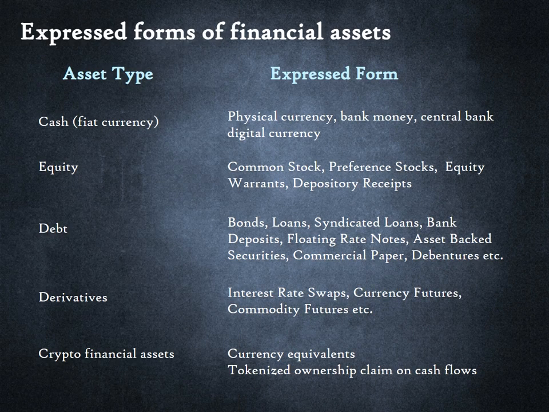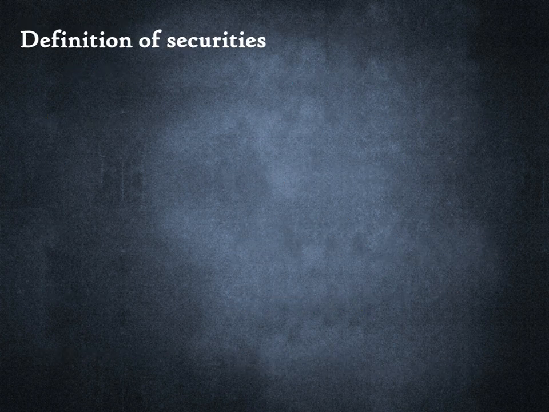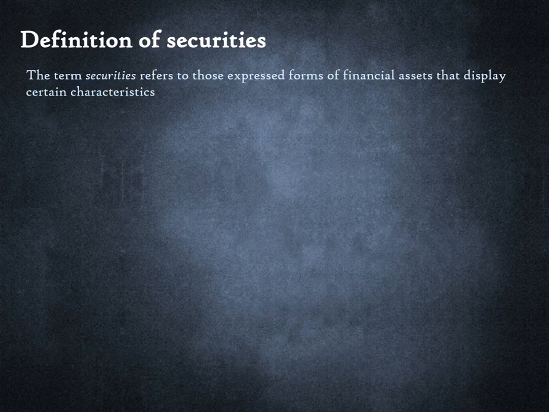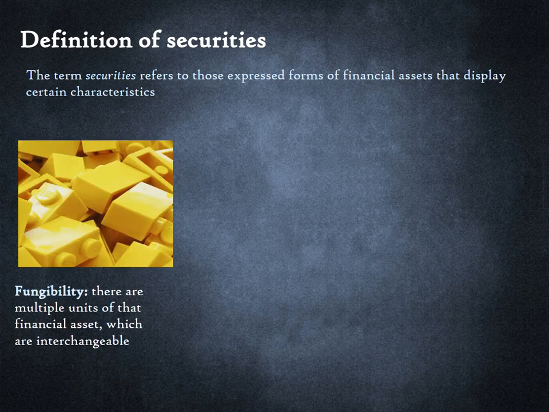In the previous lesson, we also learned that financial assets can have multiple expressed forms. Some of these expressed forms are defined as securities. Next, we will learn what securities are. Securities are expressed forms of financial assets that display certain characteristics. First, they must be fungible.